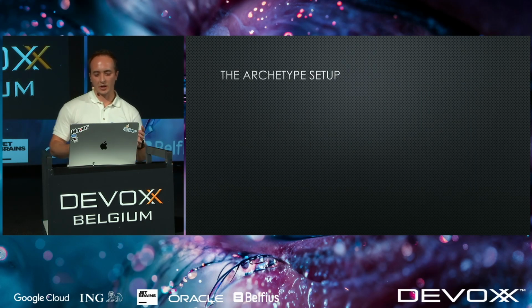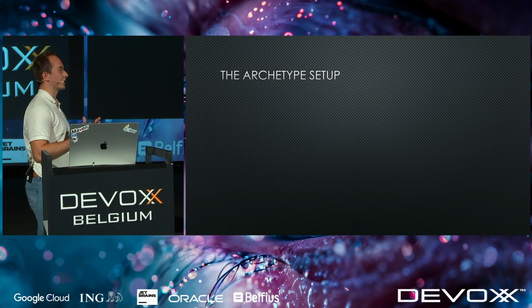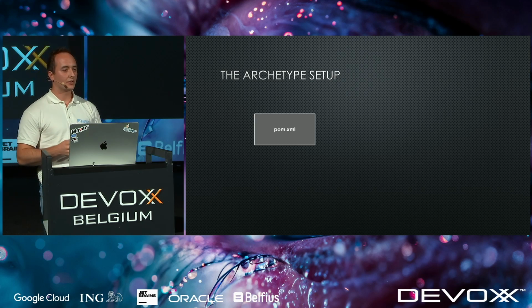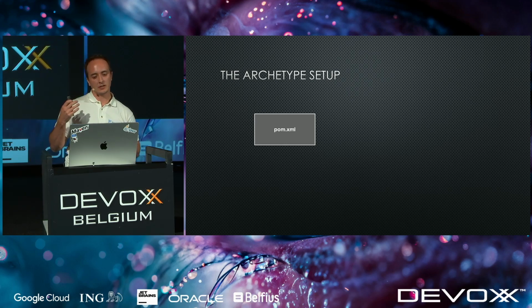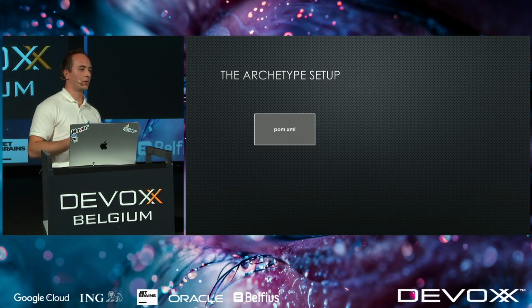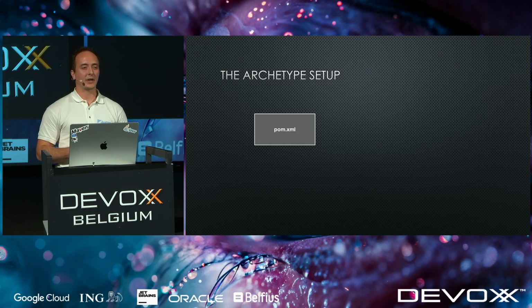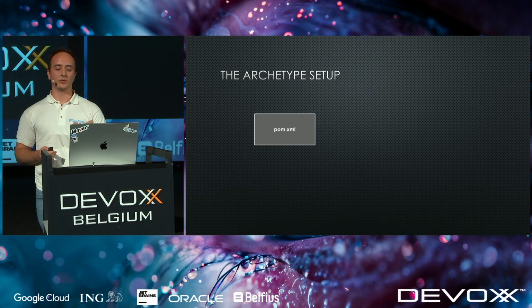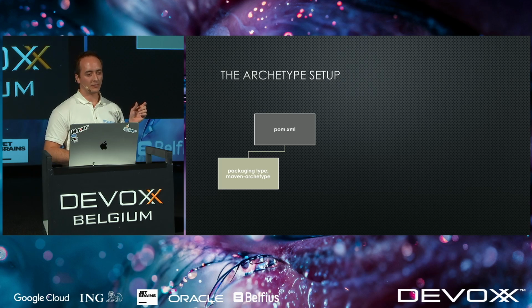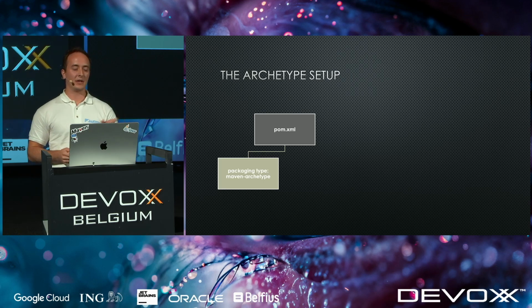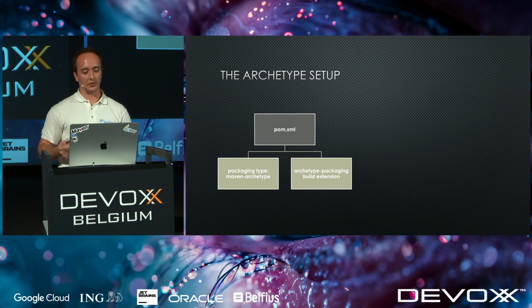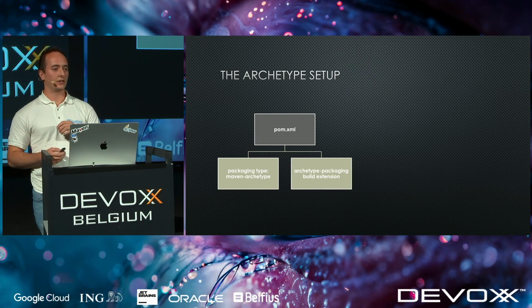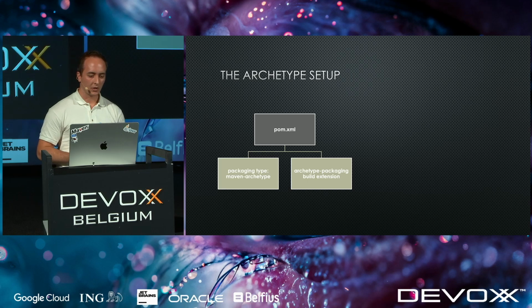So how is this archetype set up? What is an archetype really made of, right? First of all, it's just another Maven project. We have a pom.xml. We define the packaging type. We define what we need in our build. And for the packaging type, we need to use a different one. It's the packaging type Maven archetype. And in order to build this packaging type, we need to extend our build with the archetype packaging extension.